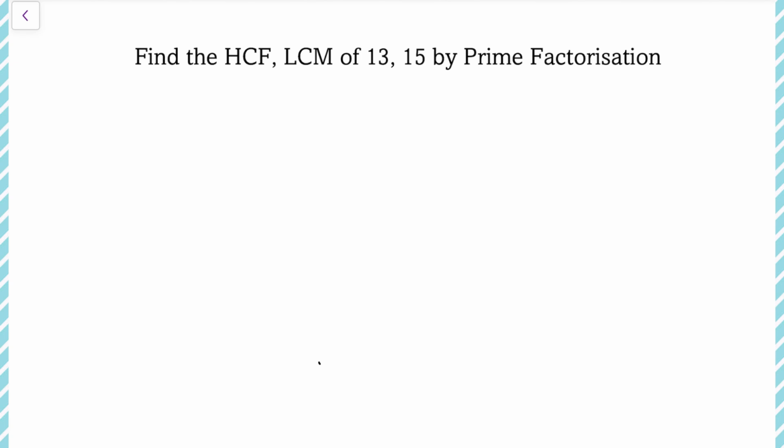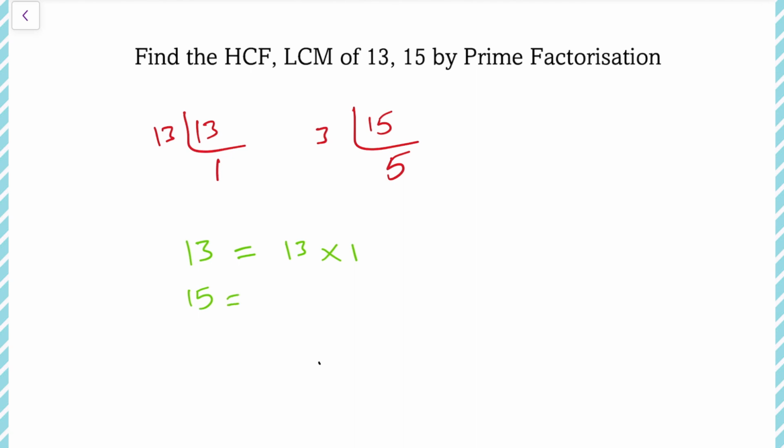Find the HCF and LCM of 13, 15 by prime factorization. So first 13, if we do prime factorization, 13 itself is a prime number, so it will come only in the 13 table. 13 ones are 13. Next coming to the second number 15, 3 5s are 15. Now let us write this clearly. 13 equals 13 into 1. Then 15 equals 3 into 5.